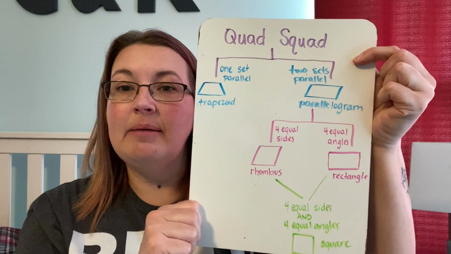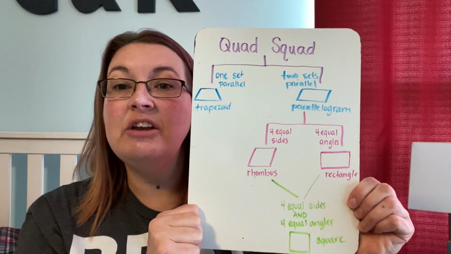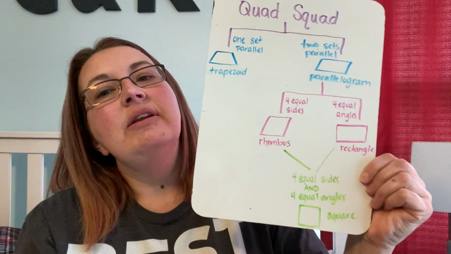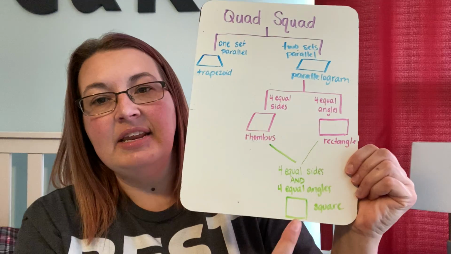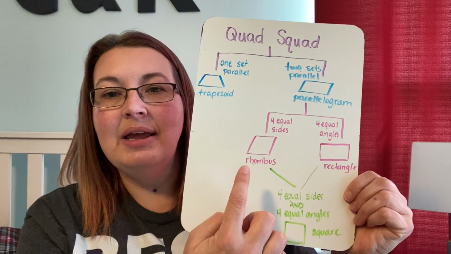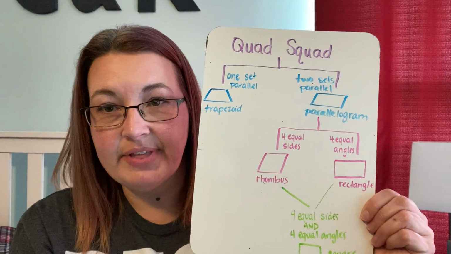Now, sometimes you can have a parallelogram that has 4 equal sides and 4 equal angles, and in that special case, you have a square. Something interesting to note is that a square can also be called a rhombus, a rectangle, a parallelogram, and a quadrilateral.